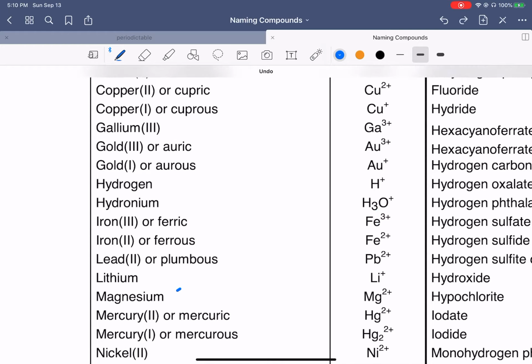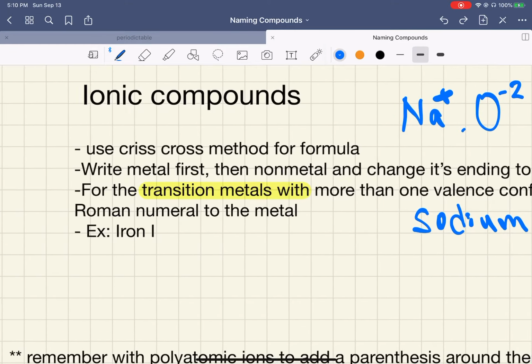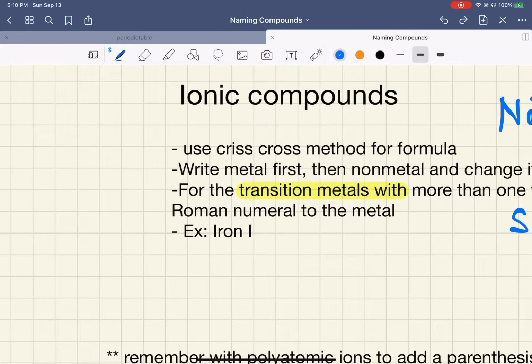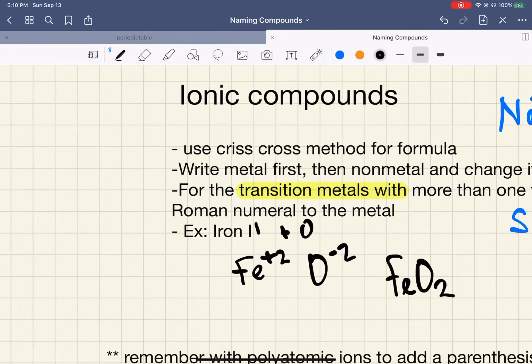Okay, so let's see. This should be iron 2 plus oxygen. So what I know from this is that this is going to be Fe +2 and oxygen -2. The crisscross, these are going to basically just cancel each other out. So we're going to have FeO, and this is going to be iron 2 oxide. Okay.